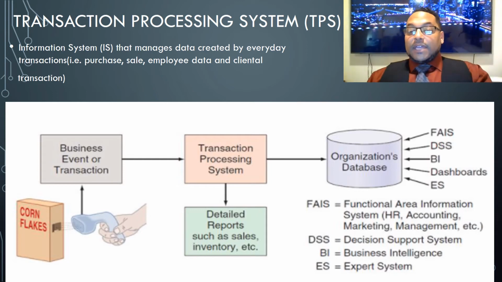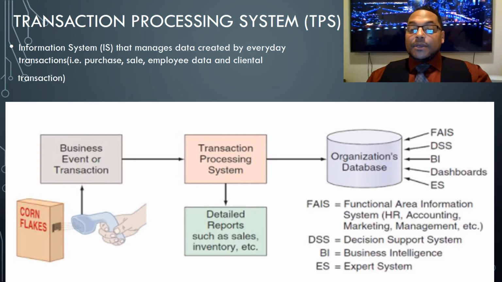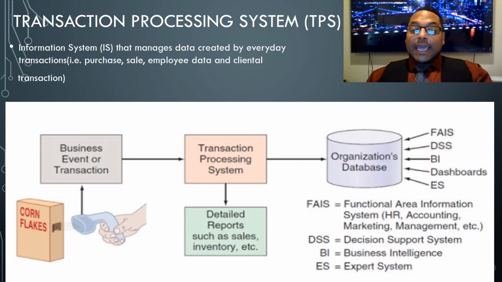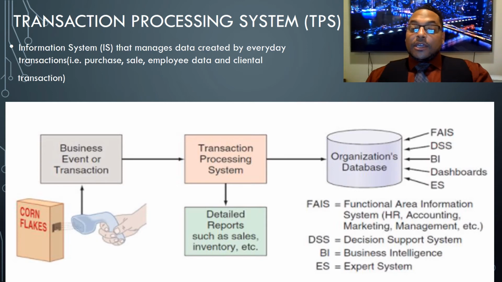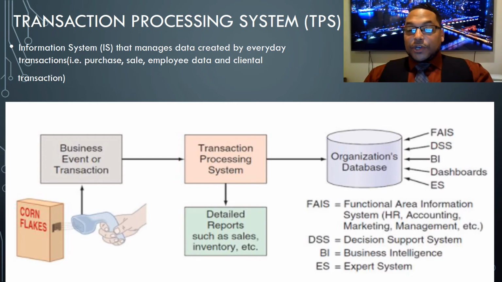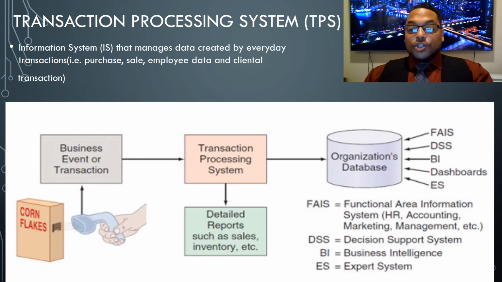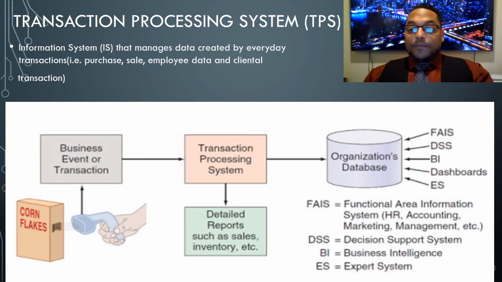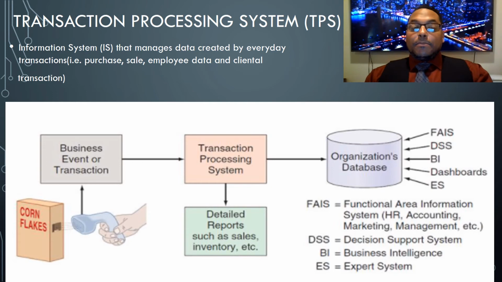Now, to the far right, we have the database where it says FAIS, or Functional Area Information Systems. Also, DSS, Decision Support System. This can all be extrapolated from the database, and its usage stems from its birth at the transaction. So that's why transactional processing of information is important for decision making later.